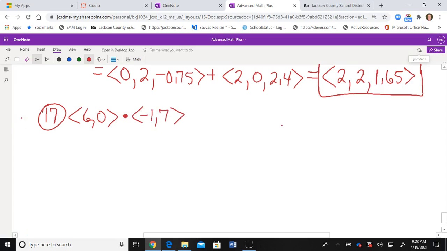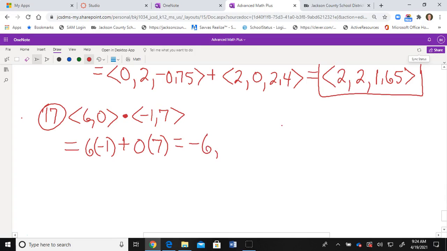Okay? So, this stuff's easy, but it's real easy to get adding and subtracting confused. When you're doing the dot product, you are multiplying 6 times -1 plus 0 times 7. And you are getting one number for your answer. Write the number. Okay? What is -6 plus 0?